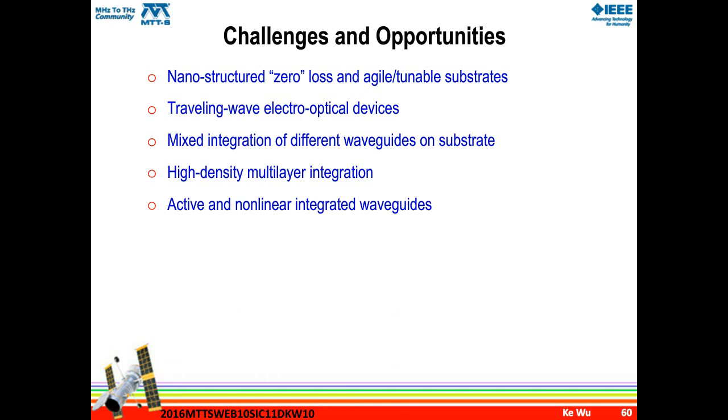to develop active nonlinear waveguides. This is something which should be studied in the future. It's very important for us to have active circuits involved in the waveguide design. And of course, once we have this, we'll be able to develop a whole system which can be made in a monolithic way. So we could have a monolithic integration of all circuits on the substrate, including antennas.